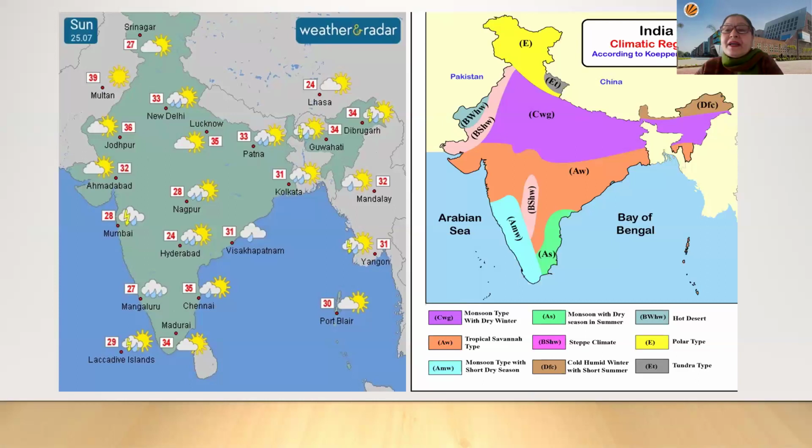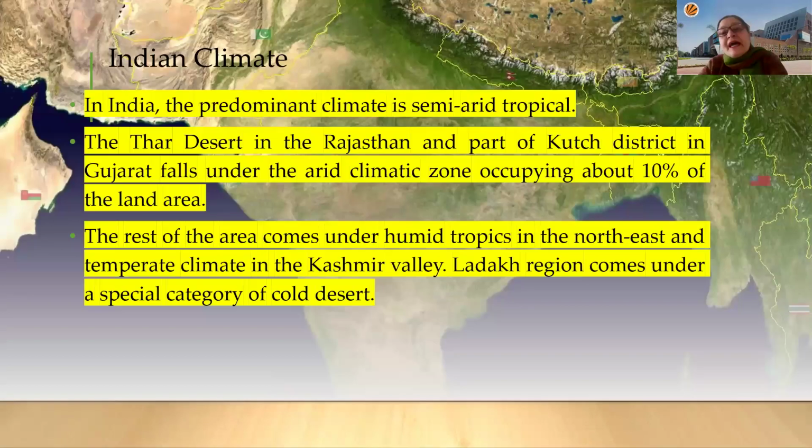In India, the predominant type is semi-arid tropic, and the desert which is present in Rajasthan on the western part of the country and parts of Kutch areas which fall under Gujarat, these are under the arid climatic zones and occupy almost 10% of the area. And the rest of the area of the country comes under the humid tropics in the northeastern region, and this region is the temperate climate. And the Ladakh region comes under a special category of climate, meaning it has cold desert conditions.